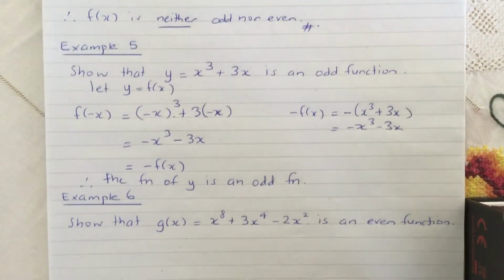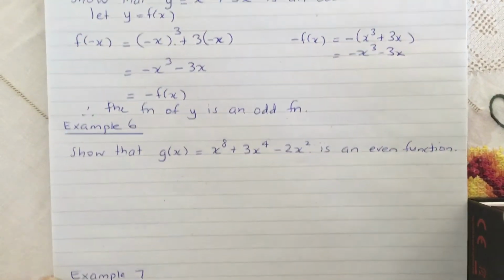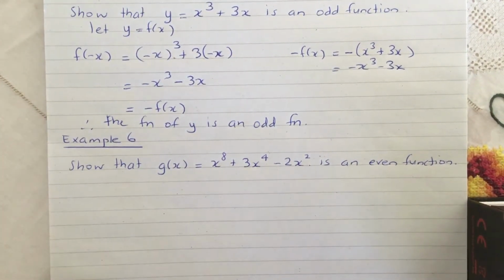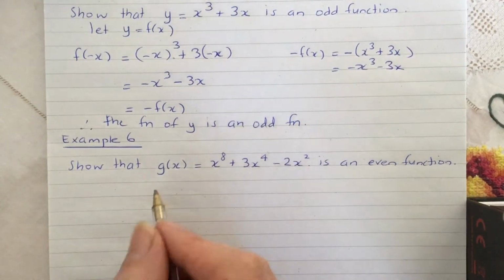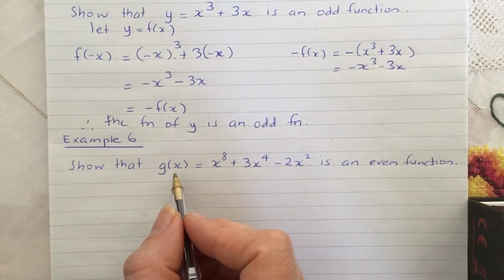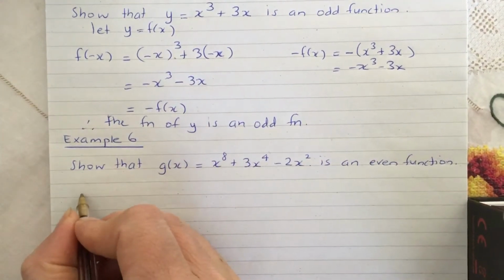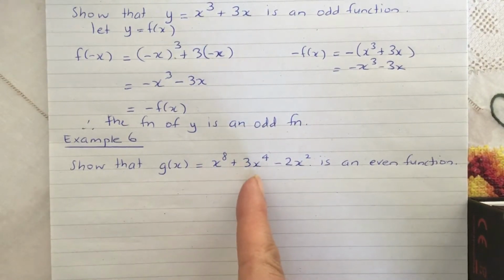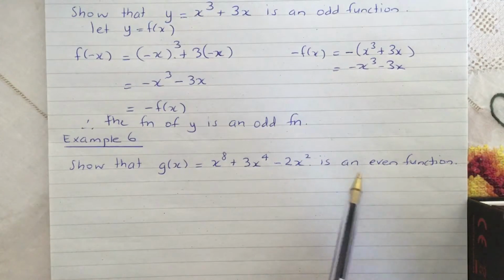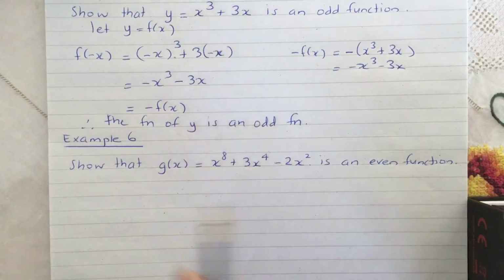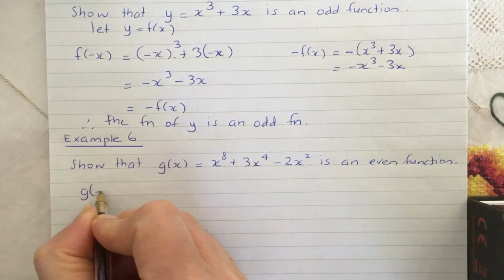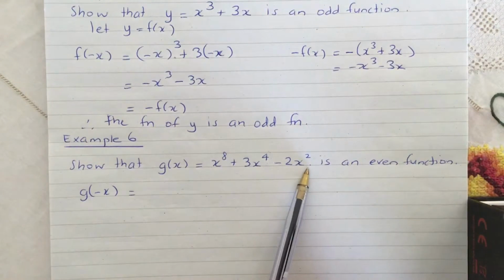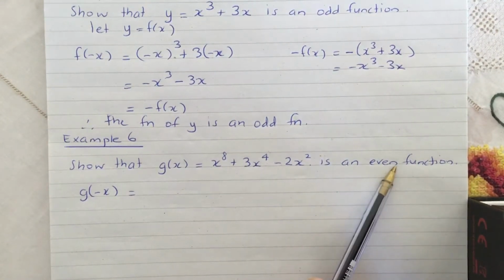Let's go to example 6. Example 6 is a long function, but you still use the same method, okay? So we're going to find g of minus x, all right? Same thing, same rules apply. It's saying show that g of x is equal to x to the 8 plus 3x to the 4 minus 2x squared. Show it's an even function, okay? So let's find g of minus x, and when we've done that and done all our substitution and our simplifying, we should end up with exactly the same function because it's telling us it's even, all right?